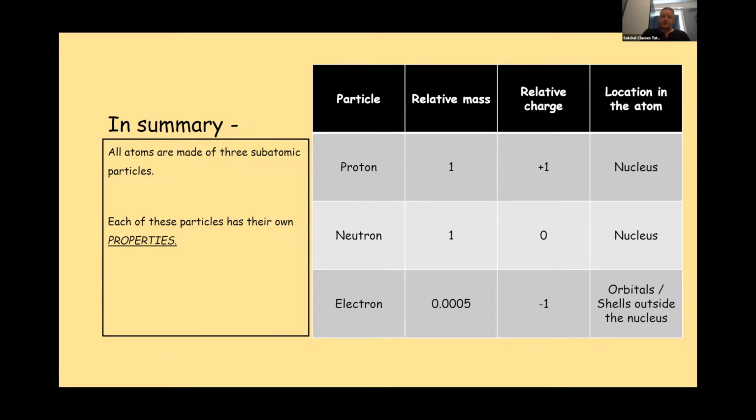Finally, the electron, which has a tiny relative mass. It's tiny in comparison to the protons and neutrons. They have a mass of 1. The electron has a mass of 0.0005, or 1 divided by 1,838 approximately. Its relative charge is -1. It is negative compared to the proton and the neutron. And its location in the atom is in the orbitals, or the shells, that are outside the nucleus. There are no electrons inside the nucleus.